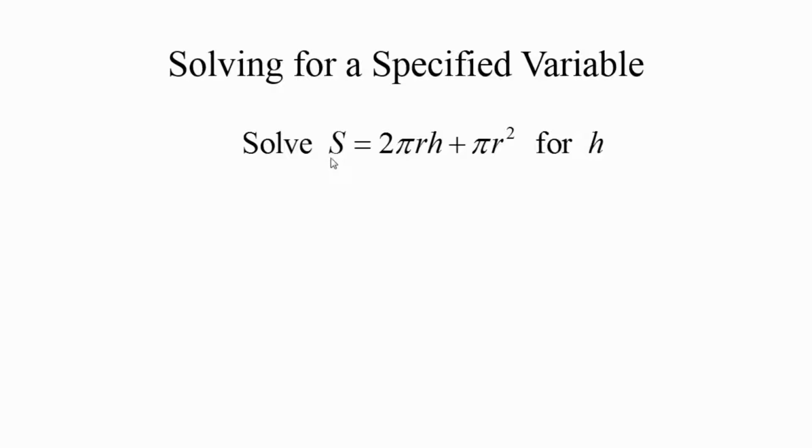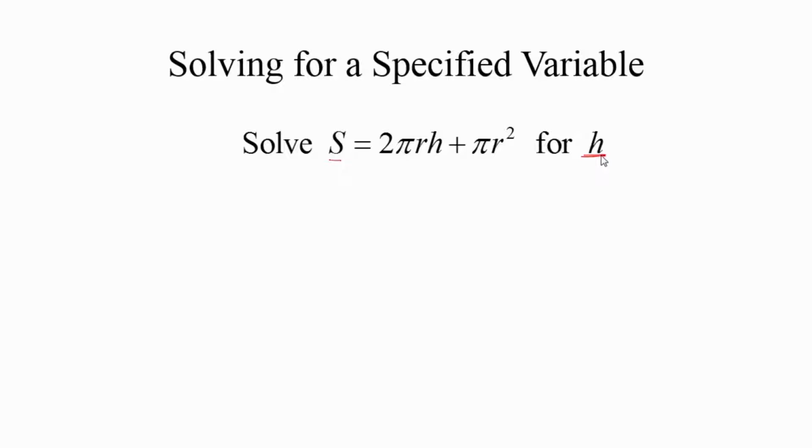Now here it says s equals 2 pi r h plus pi r squared. So we have s as a variable, an unknown; 2 is a constant, known; pi is a constant, known; r is unknown; h is unknown, therefore variable; pi is known, and r is unknown. By the way, this is how you find the area of a cylinder. This is the formula for the area of the cylinder.